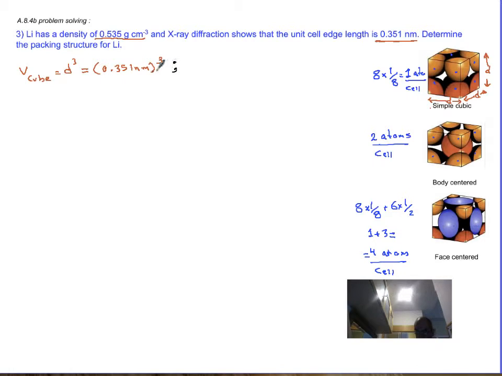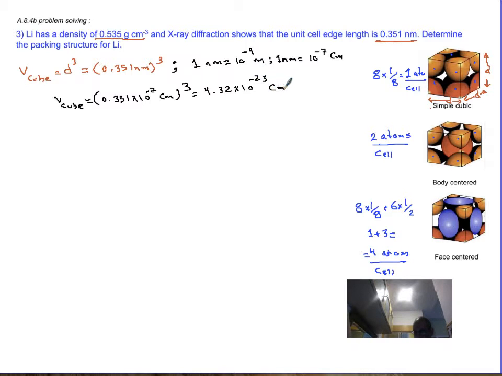Now, all questions are usually picometers. This question is nanometer, no big deal. You should remember 1 nanometer is, nano is 10 to the minus 9 meters. But we like it in centimeters, so 1 nanometer is actually 10 to the minus 7 centimeter. So now the volume of all of the cubes is the same, equal to 0.351 times 10 to the minus 7 centimeter, cubed. When you do that, you're going to get 4.32 times 10 to the minus 23 centimeter cubed. So that will be our denominator for density.